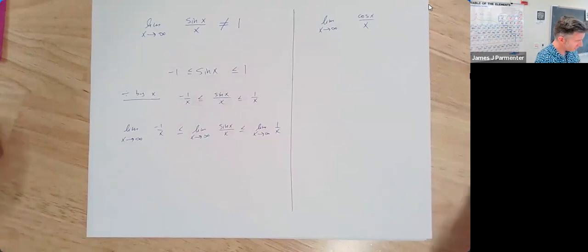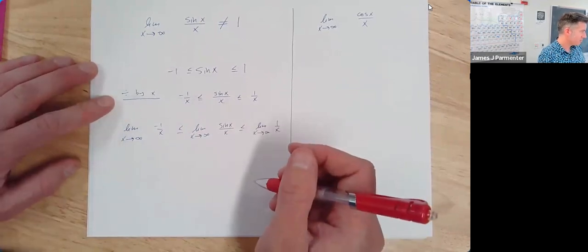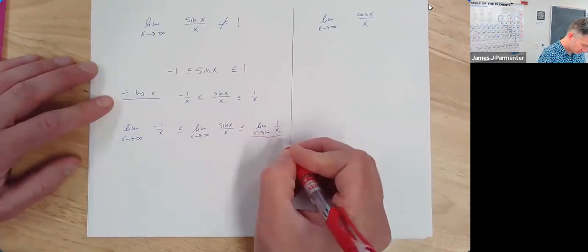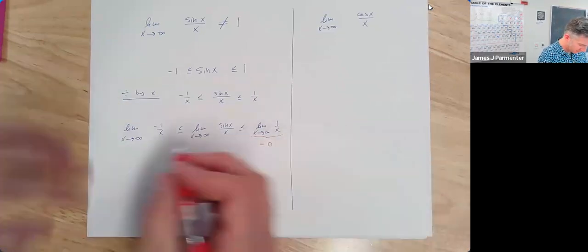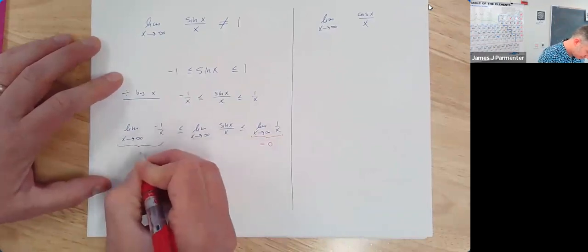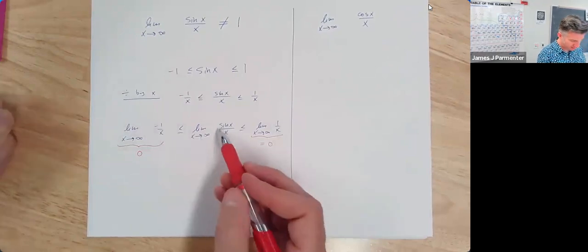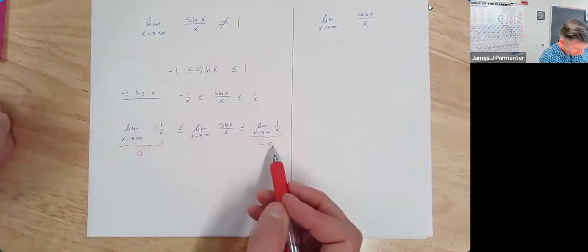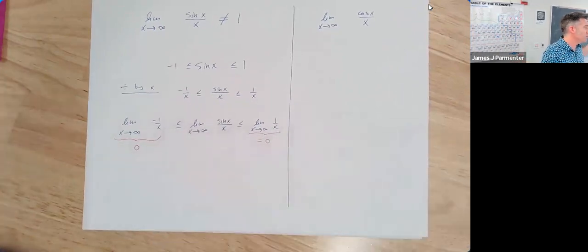Okay, I know we've done this a few times. As x goes to infinity, what happens to 1 over x? Right. And as x goes to infinity, what happens to -1 over x? Also goes to 0. So the limit as x goes to infinity of sine of x over x is less than or equal to 0 and is bigger than or equal to 0. You have no choices. It must be 0.